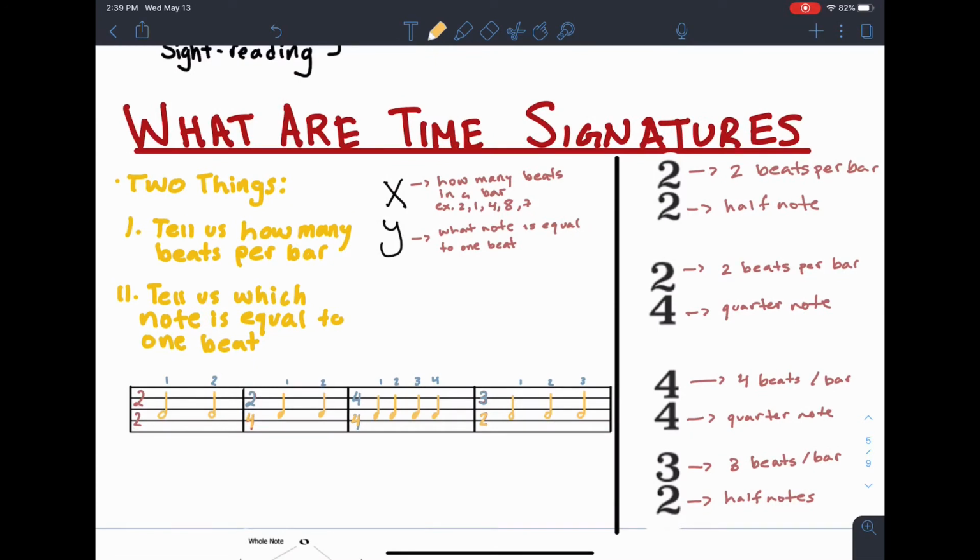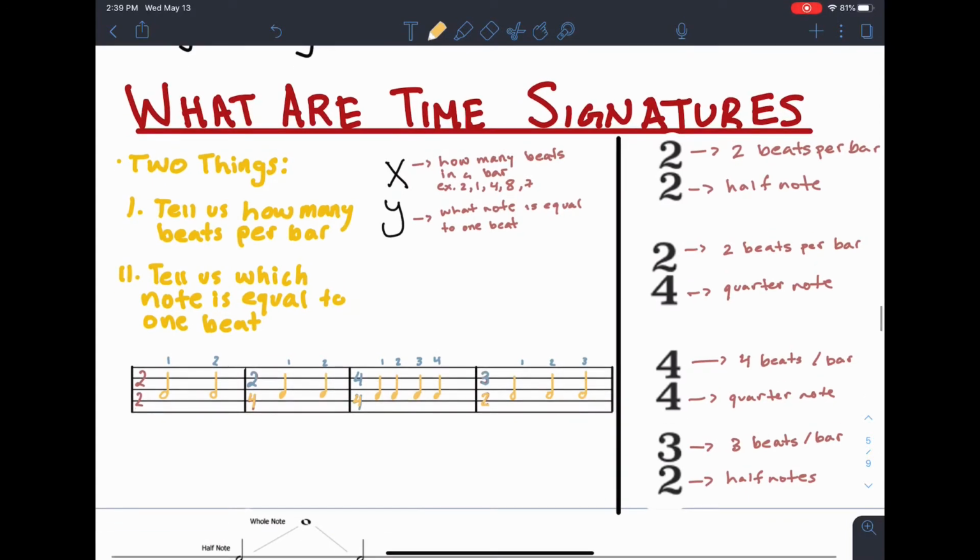The top number means how many beats there are in a bar. This number can be anything. It can be 1, it can be 2, 3, all the way up to an infinite amount of beats in a bar, even though that'd be incredibly frustrating to work with. The bottom number, however, is restricted to the type of notes that we have. So it can be a 1, referring to whole notes.